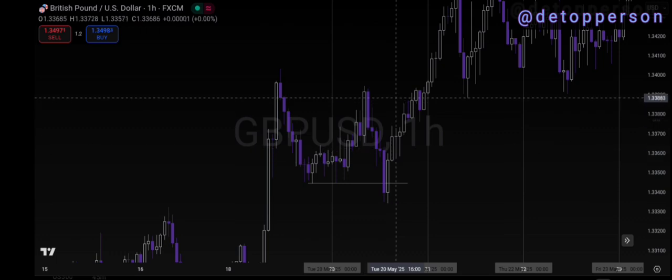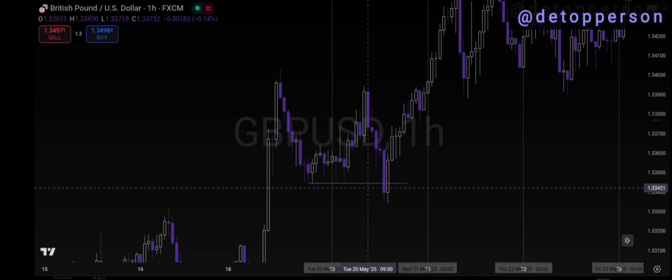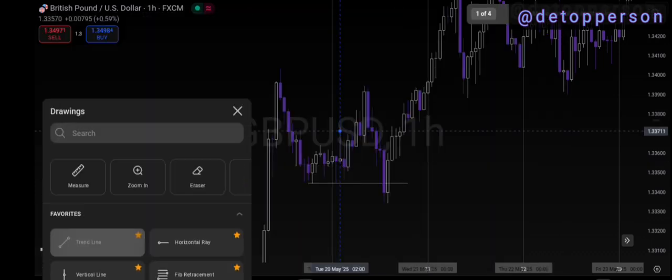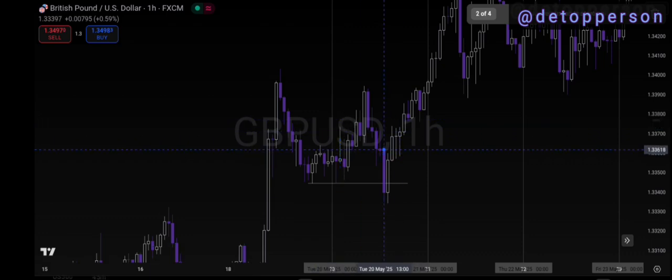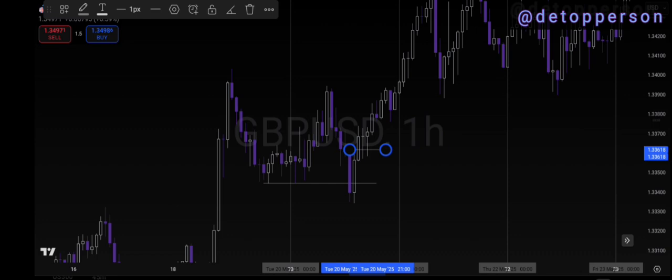Now, after the expansion, what are we waiting for? There are so many things you can do when price sweeps a liquidity inside the key level. First, you want to mark out your order block. Now on the 1 hour time frame, where is your order block? This guy right here. Sorry, this right here is your order block.